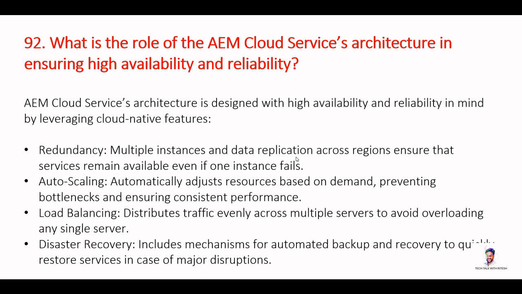Redundancy: multiple instances and data replication across regions ensure that the service remains available even if one instance fails. Auto scaling automatically adjusts resources based on demand, preventing bottlenecks and ensuring consistent performance. Load balancing distributes traffic evenly across multiple servers to avoid overloading any single server. And disaster recovery includes mechanisms for automated backups and recovery to quickly restore services in case of major disruptions.